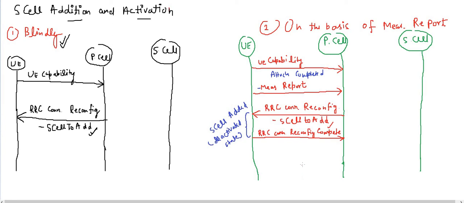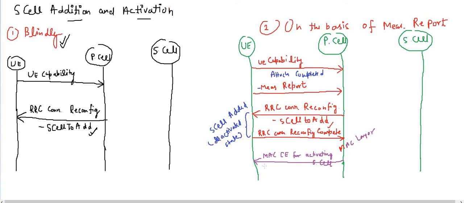So the SCell is added. Now there is a role of the MAC layer. Let me use a different color. The MAC layer of the eNodeB will trigger a message known as a MAC control element, I am writing CE, which stands for control element, for activating the secondary cell.